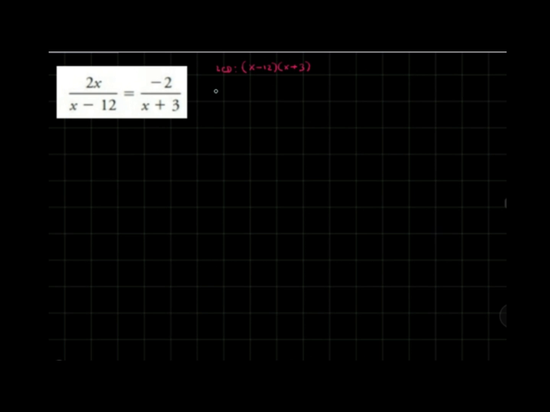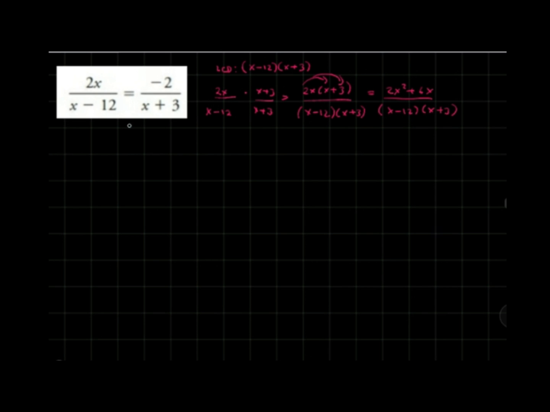So what I'm going to do here is take this first expression on the left and multiply it by x plus 3, right? I'm basically creating an equivalent fraction. So you get 2x times x plus 3 over x minus 12 times x plus 3. If I expand the numerator out, you don't need to worry about expanding the denominator. You get 2x squared plus 6x over x minus 12 times x plus 3.